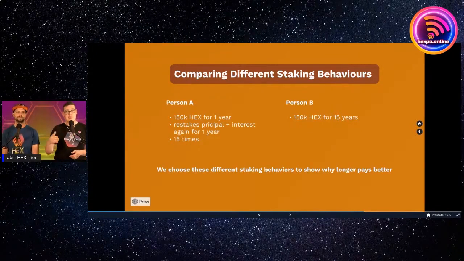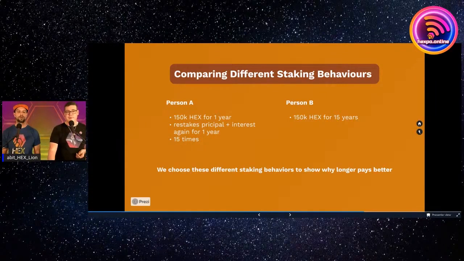Person B is just chilling and staking it for 15 years from the get-go. And person A, on the other hand, is taking the 150,000 HEX and staking it only for 1 year. And then after 1 year, he is compounding, meaning the principal plus all the accrued interest he's putting in for another year, and repeats that 15 times in a row. We need to do that in order to compare this staking behavior. We needed two people who are never selling any HEX in order to be able to even compare it.